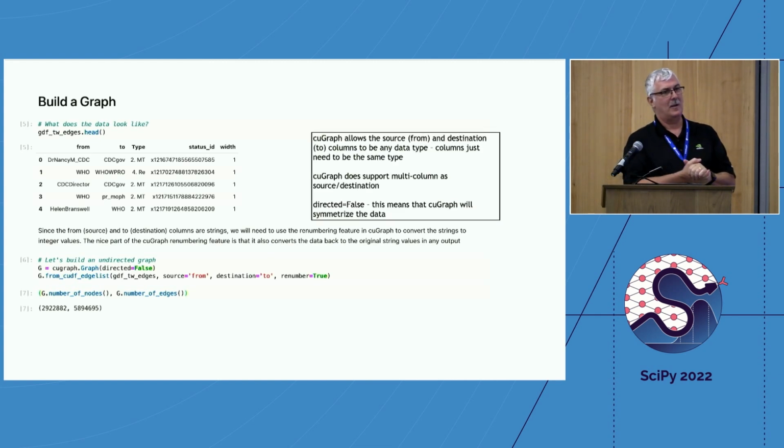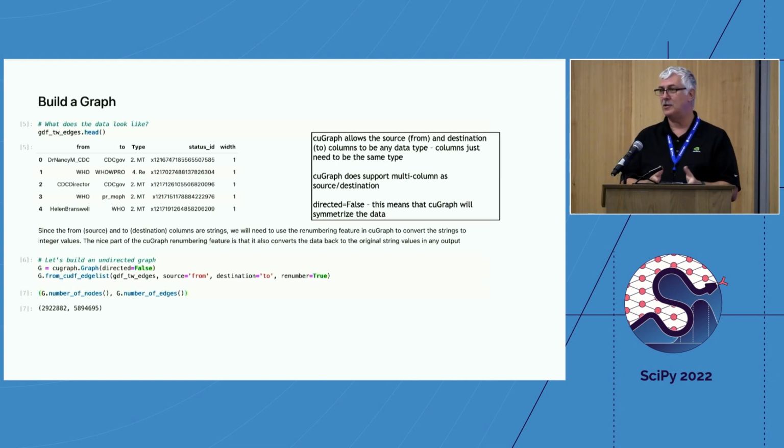In cuGraph, we allow the source, well, the from and to, to be any data type. In this case, it's strings, but it can be anything. And under the covers, we convert it into a numerical sequence starting at 0 and being contiguous. Down at the CUDA level, everything is a matrix, so I need index values.